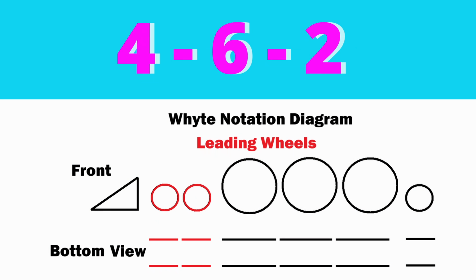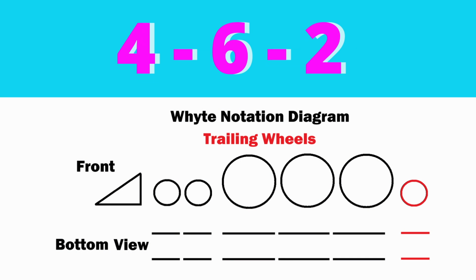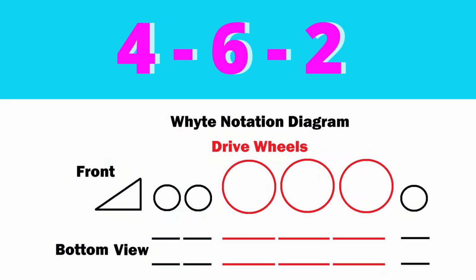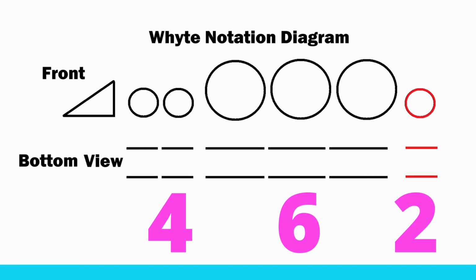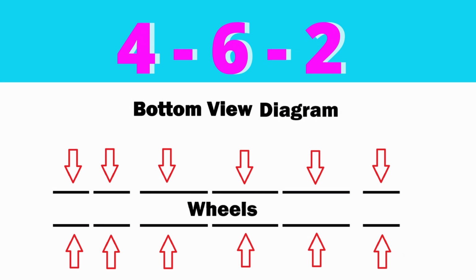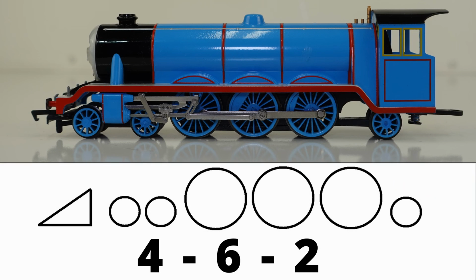Reading left to right, the first number in the series is always the number of leading wheels, even if that number is 0. The last number is always the trailing wheels. The numbers in between represent the sets of drive wheels. Using the 4-6-2 example, this locomotive would have 4 leading wheels, 6 drive wheels, and 2 trailing wheels. Remember that you have to count the wheels on both sides of the locomotive. Gordon is an example of a 4-6-2 locomotive.